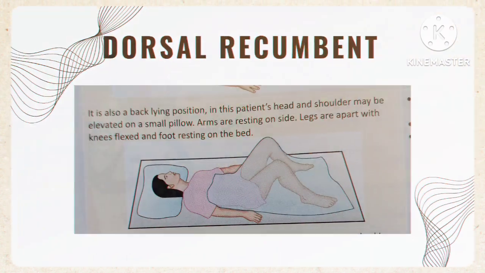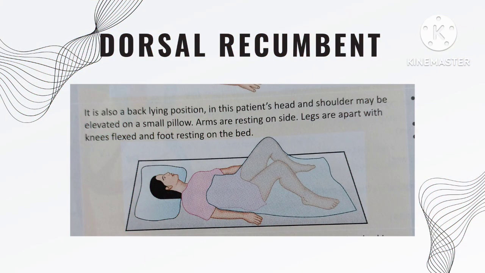The second one is the dorsal recumbent position. You can see in the image how the lady is lying. It is also a back-lying position. In this position the patient's head and shoulders may be elevated on a small pillow. Arms are resting at the sides. You can see in the image, legs are apart with knees flexed and feet resting on the bed. In which situation is it used? It is used in physical examination of the abdominal and genital area, in perineal care, and in PV examination. PV examination means per vaginal examination, which is used in gynecology.